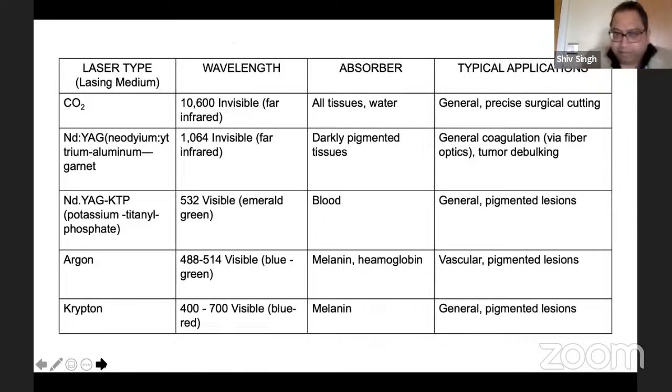Now, the lasers are named based on the lasing media. So it's called a carbon dioxide laser because the lasing media is carbon dioxide, and it has a wavelength of 10,600 nanometers. So this is in the invisible or far infrared range. And carbon dioxide is absorbed by all tissues and water. So that's why it is used for general or precise surgical cutting.